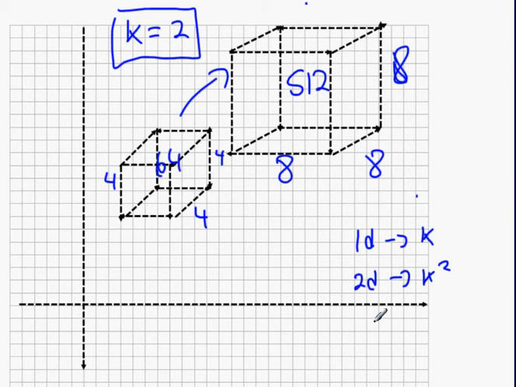Now guys, divide your 512 by 64 and you realise that it's 8 times as big this time. So 3D is 8 times as big. 8 is equal to K cubed. So long story short, when your scale factor is K, the volume increases by K cubed. The area increases by K squared, and your lengths increase by whatever K is.